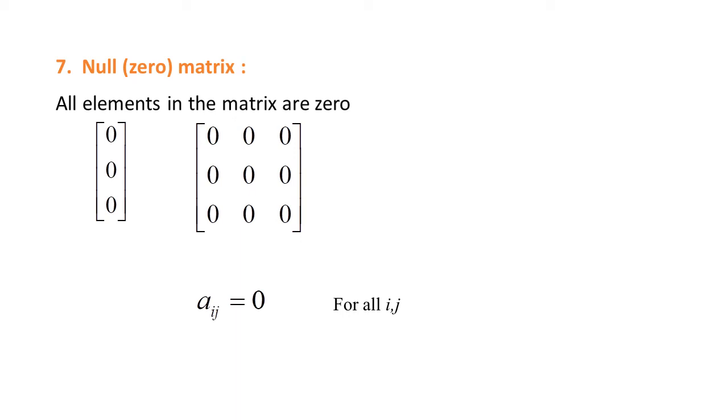The first example, it is having 3 rows and 1 column. All the numbers are 0. So it is a 0 matrix. Second matrix, it is a 3 cross 3 matrix. All the entries are 0. So therefore it is a 0 matrix. So the general formula is for every entry Aij will be 0 for all i and j. So this is the general rule.